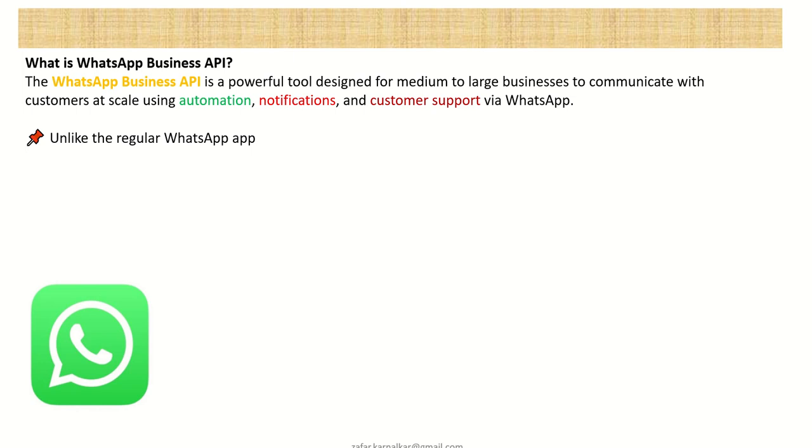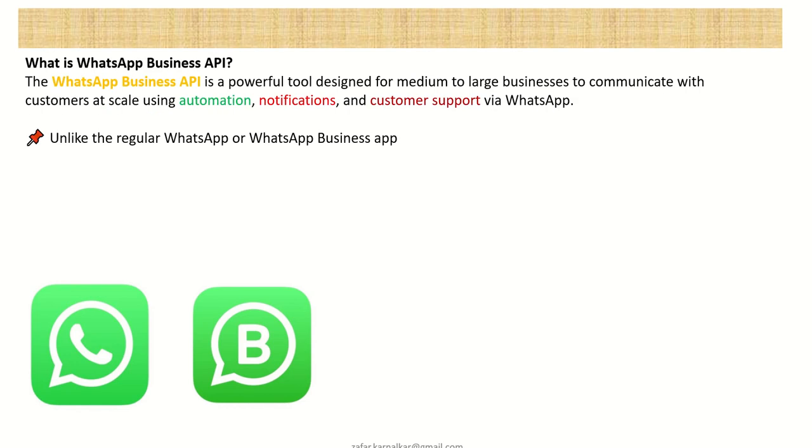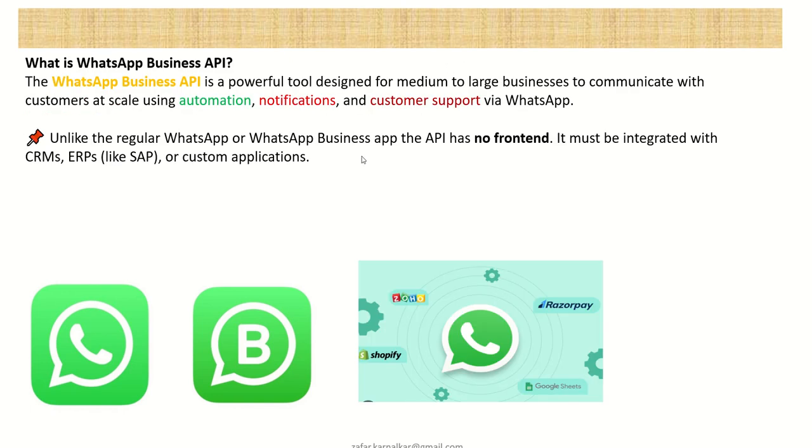Unlike the regular WhatsApp, which we use for our daily communication with friends, family, etc., and the WhatsApp Business app, which we use for business-related communication, the WhatsApp API has no front end, meaning we cannot download the WhatsApp API from the Play Store. It must be integrated with backend software like CRMs and ERPs like SAP, Salesforce, etc., or our custom application portal. So WhatsApp API is directly integrated with the software. It cannot be downloaded from the Play Store.